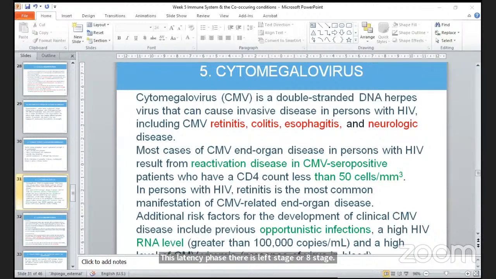Okay, so I want us to stop there. You can do your reading. Somebody is asking whether a negative person can take ARVs. If you are negative, do not try to take any ARVs. ARVs we'll discuss in week 7, I think.